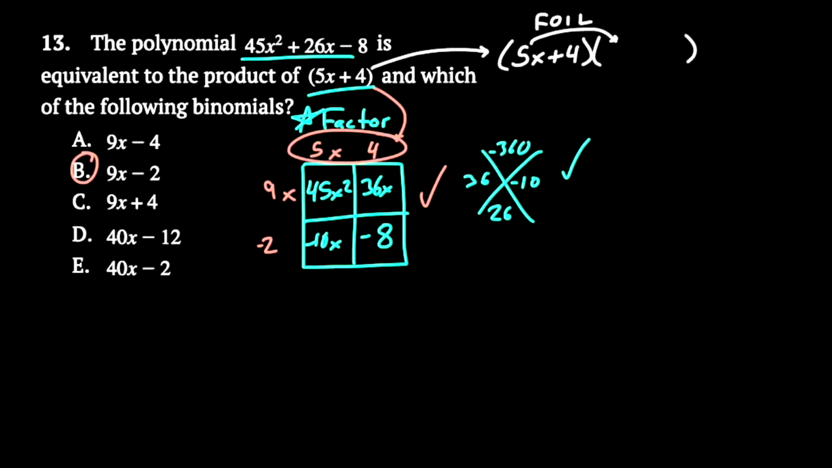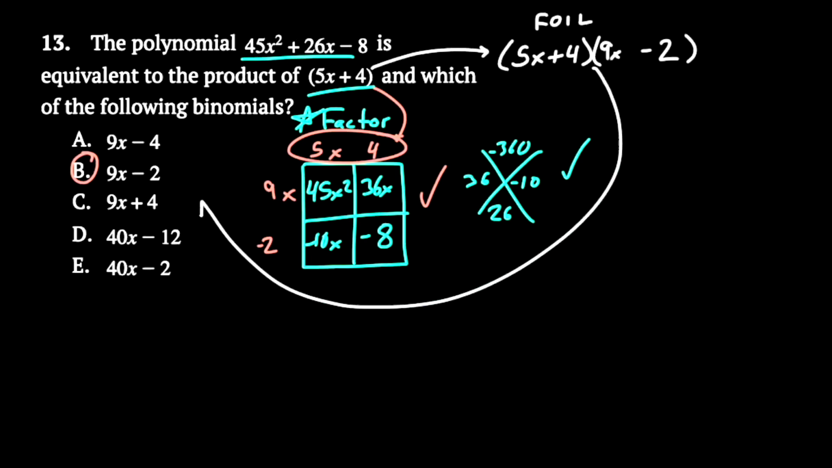First, outside, inside, last. So 5x times something, and that has to give us our x squared term. So you could figure out automatically, 5 times what gives you 45? Well, that would be 9, and of course we need another x. And then for the last step, you'd have to multiply 4 times something else, and that's going to be your constant, and that's going to give you negative 8. Right? So 4 times what is negative 8? Well, that would just be negative 2. And just like that, we figured out the same answer that we did before.